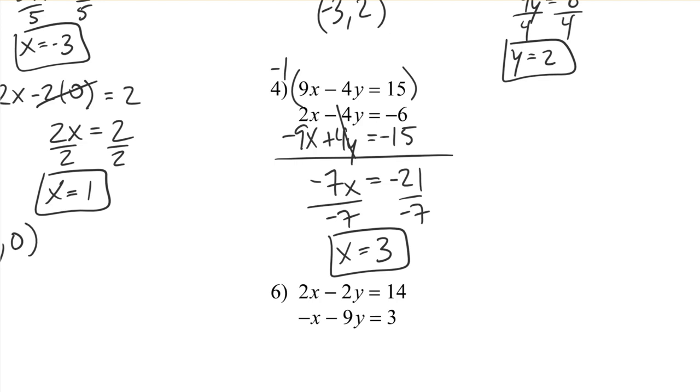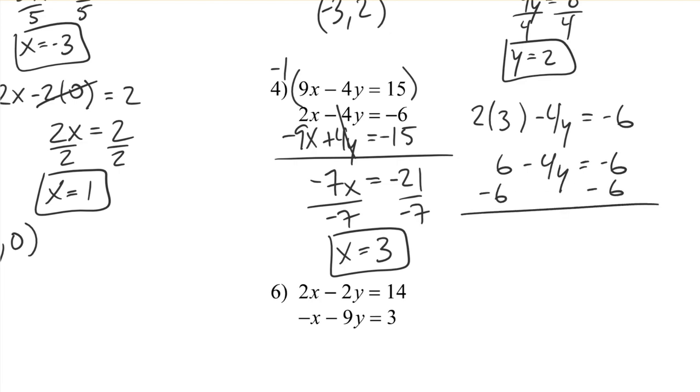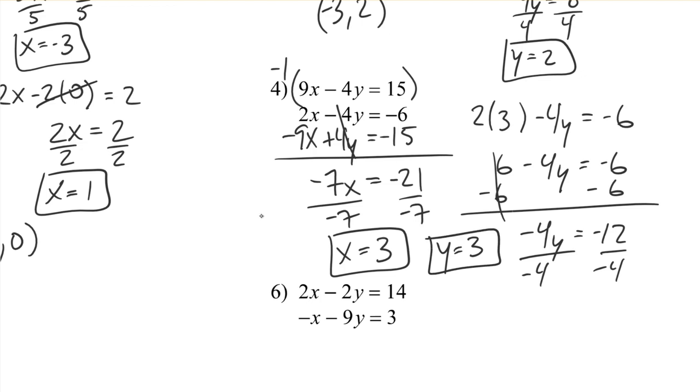And let's plug it into the second equation. So 2 times x minus 4y equals negative 6. Substituting in our 3, 2 times 3 is 6. Minus 4y equals negative 6. If we subtract 6 from both sides, we get negative 4y equals negative 12. Divide by negative 4. And y equals 3. So our solution is 3, 3.